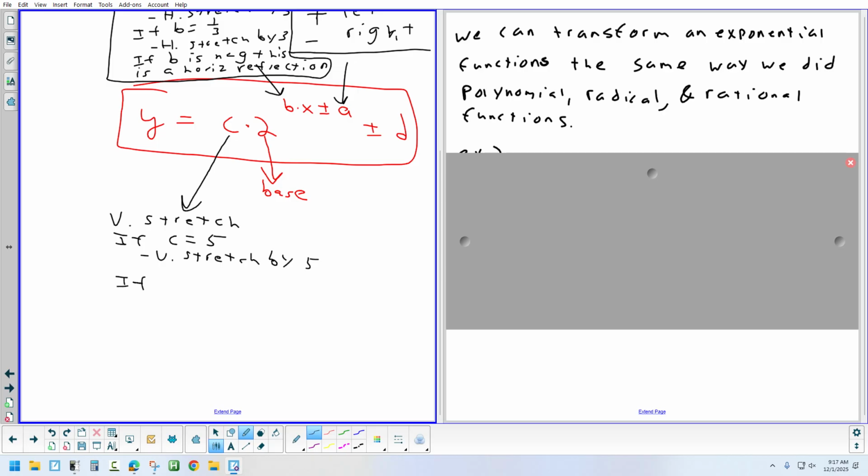And what do you think would happen if C is negative? Be a vertical reflection. Yep, if C is negative, this is a vertical reflection. So remember, vertical reflection would look like this. That's vertical, flips up to down.